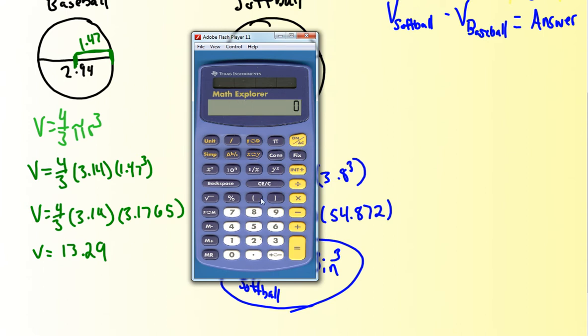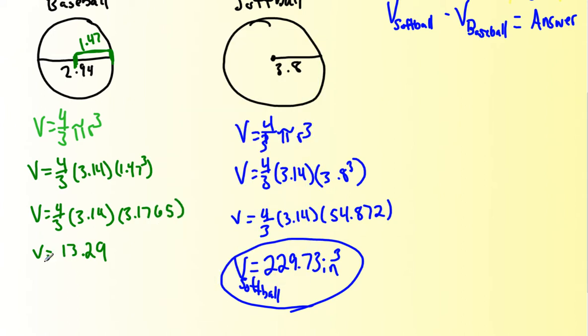I just want to type that in one more time, just to make sure. The number seems a little small, but it could be right. Times by 3.14, times by 3.1765. Alrighty, it's the right answer. So this is the volume of the baseball.